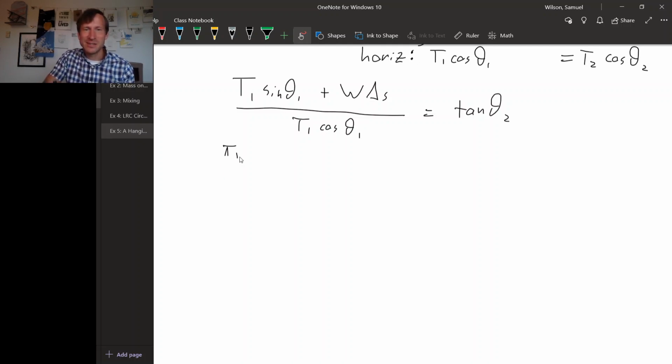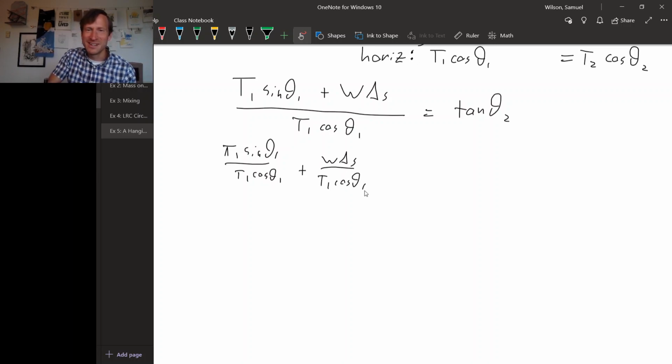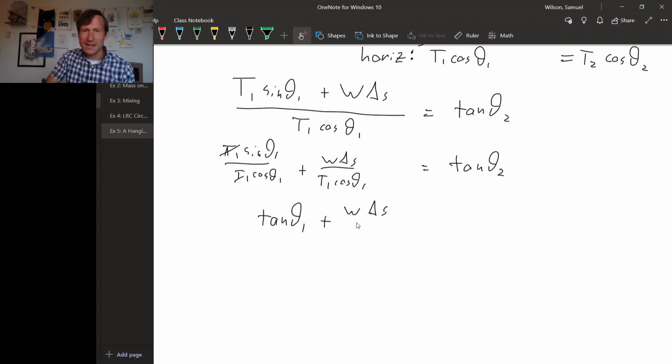So we get T1 sine theta 1 over T1 cosine theta 1 plus W delta S over T1 cosine theta 1 for the left-hand side. Right-hand side is still tangent theta 2. But in this first term on the left, the T1s simplify away, and again we get a tangent. So tangent theta 1 plus W delta S over T1 cosine theta 1 equals tangent theta 2.